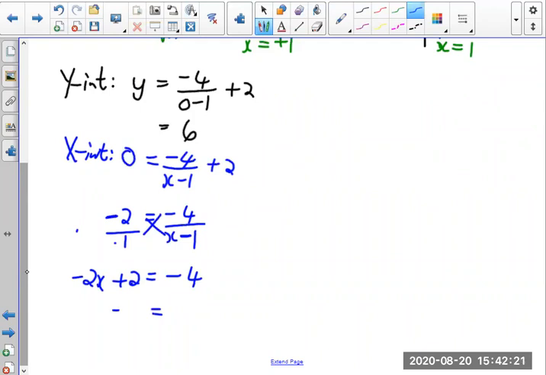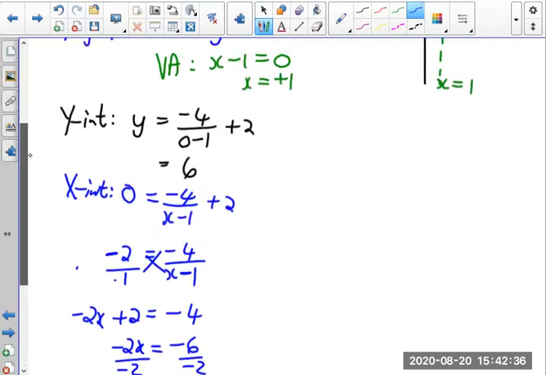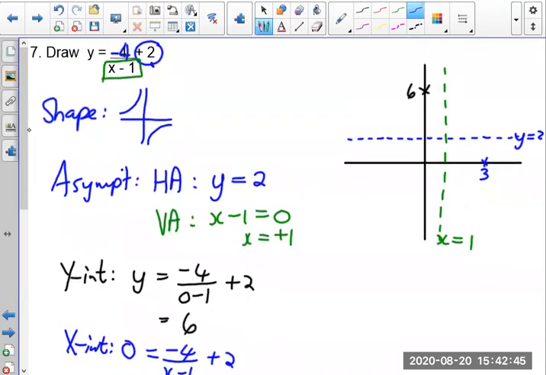If I take this 2 to the other side, then I have minus 2x equals minus 4 minus 2, which is negative 6. And if I divide by minus 2, now I get x equals positive 3. Positive 3. Does that look right? Yes, because my 1/2 is here. So there's my 1/2, and there's my other half. So my other half, let's go there. Yes, and there's my hyperbola.